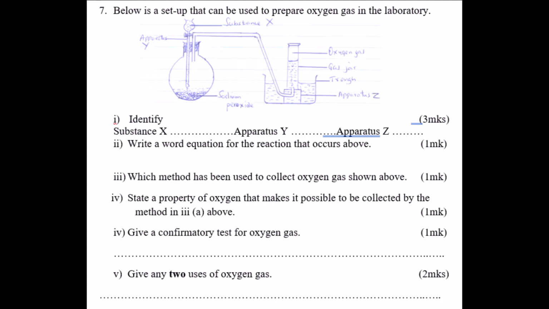Then you go ahead and name the method of gas collection that is used in the setup. Roman 4, you state the properties of oxygen that make it possible for the student to collect oxygen using the above method. Well, then what is the confirmatory test of oxygen? And go ahead and give two uses of oxygen gas.